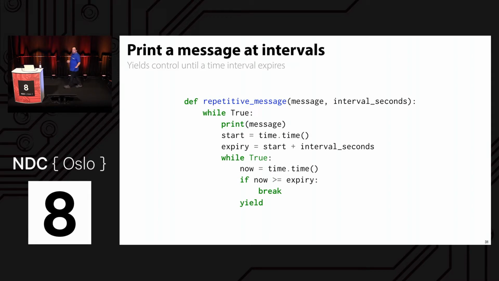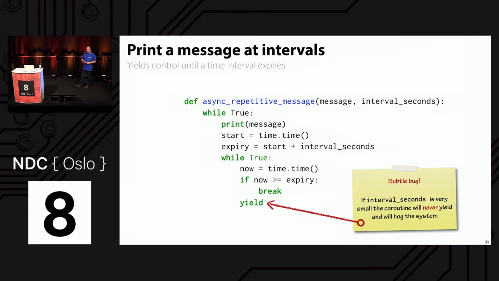We need to make this into a coroutine so we can run it in our scheduler. So we insert the yield at the bottom there. And as I've done with my other functions, we rename it to async repetitive message, just to remind us that this is a coroutine rather than just a regular Python function.